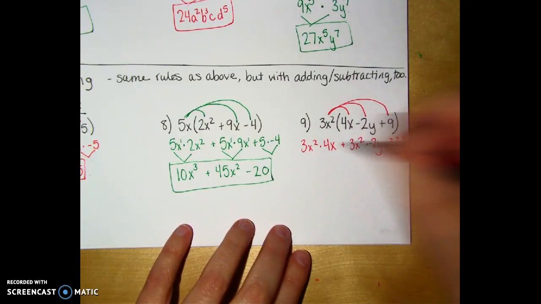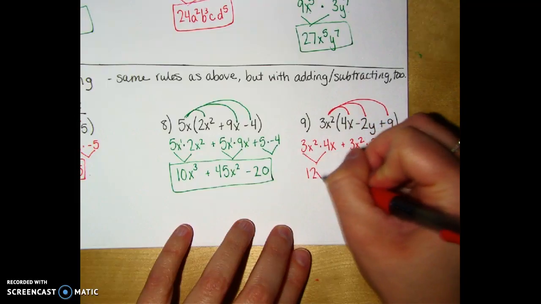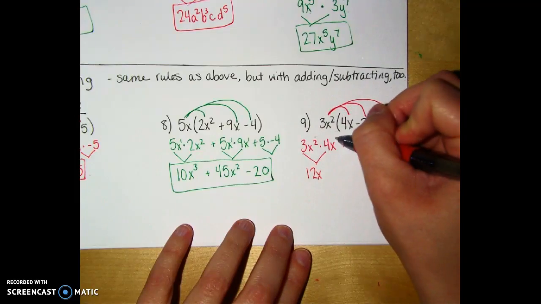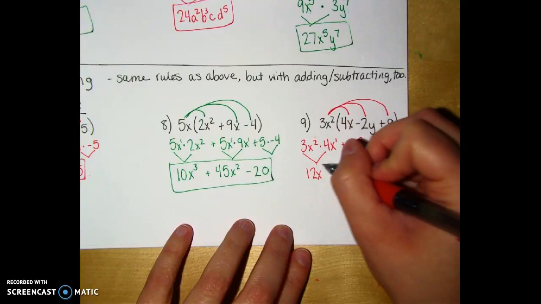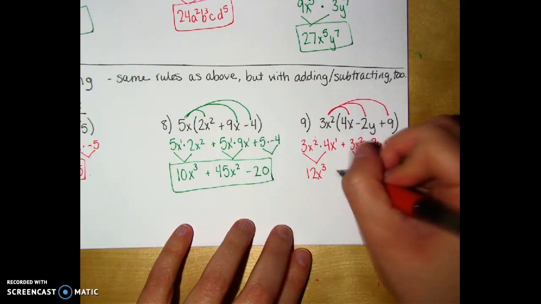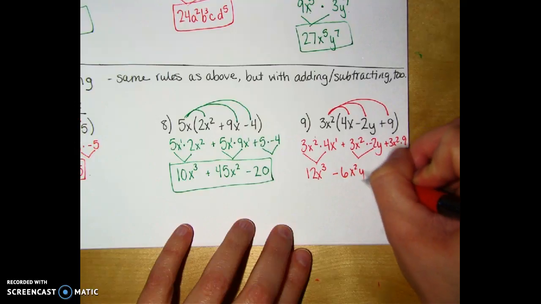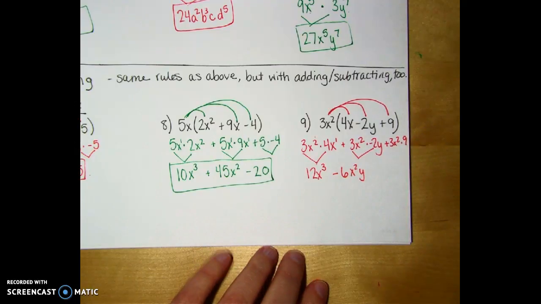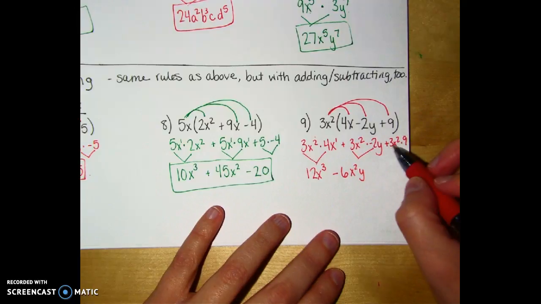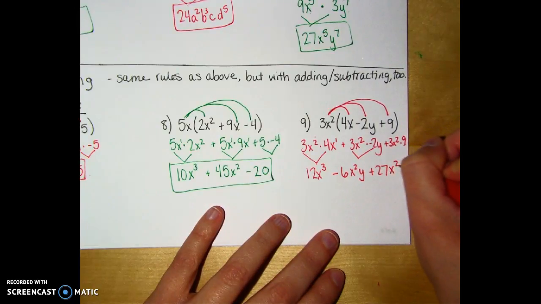Okay, I'm going to do it group by group. So 3 times 4 is 12. And then 2 plus, there's a 1 right there, remember. 2 plus 1 is 3. 3 times negative 2 is negative 6. And that's x, that's y, so I'm just going to bring them down and put them in alphabetical order. And then over here, 3 times 9 is 27, x squared.